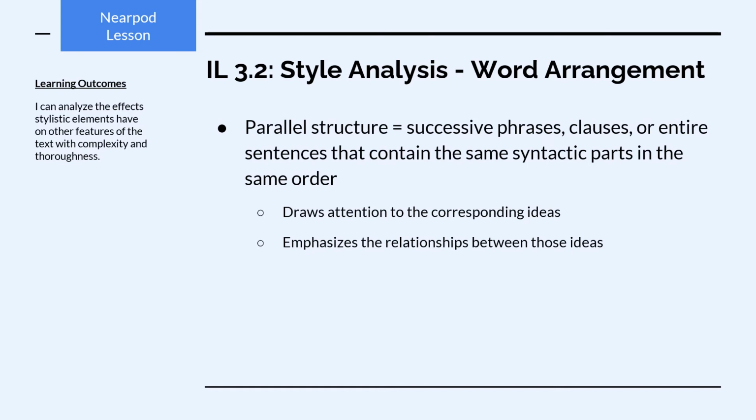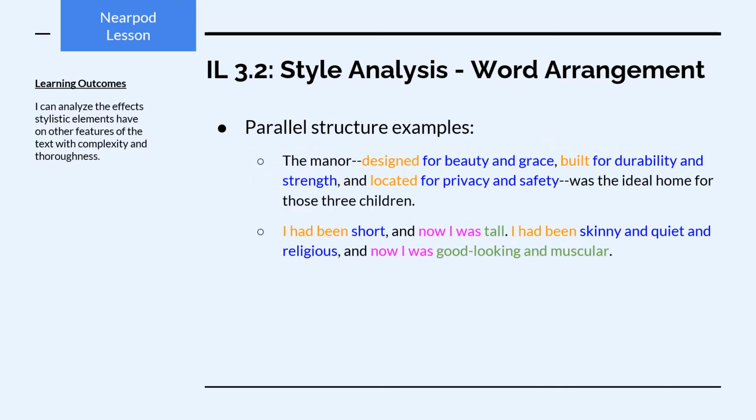And the parallel structure works to emphasize the relationships between those ideas, either by clearly drawing distinctions between them if they're opposites, or by just clearly showing what other relationships they have. Here are some examples of sentences that feature parallel construction. The manor, designed for beauty and grace, built for durability and strength, and located for privacy and safety, was the ideal home for those three children.